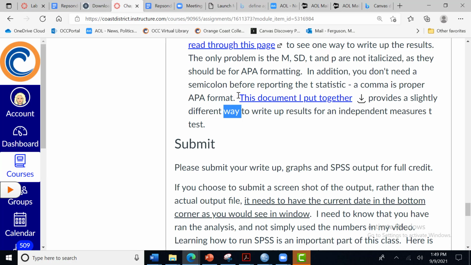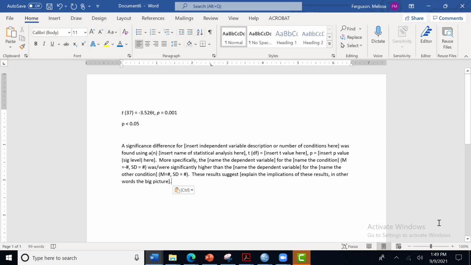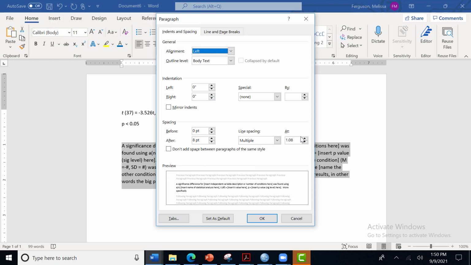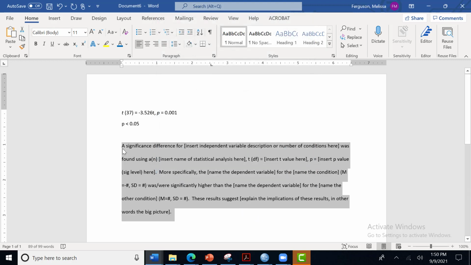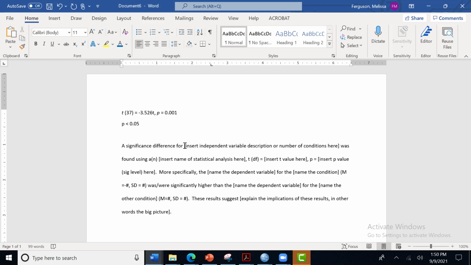If you look on the lab, there's this document I put together. And so it gives you a little outline or scaffold to help you write up that t-test. And that is what I have here. So we always want our writing in APA format to be double spaced. So it's a significant difference for, we're going to insert the independent variable description here. Now, of course, you're going to do it for the Loftus study that you guys are looking at. I'm going to do it for this study.